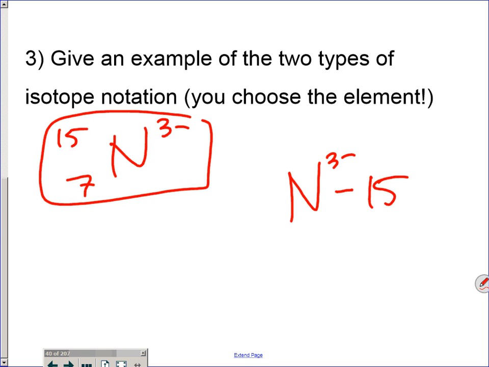The averages, that's what we just talked about. The average is 14, but there's other isotopes in the world that nitrogen can exist as. Okay? All right, so that's a quick review from Thursday and Friday. Today we're talking about light.